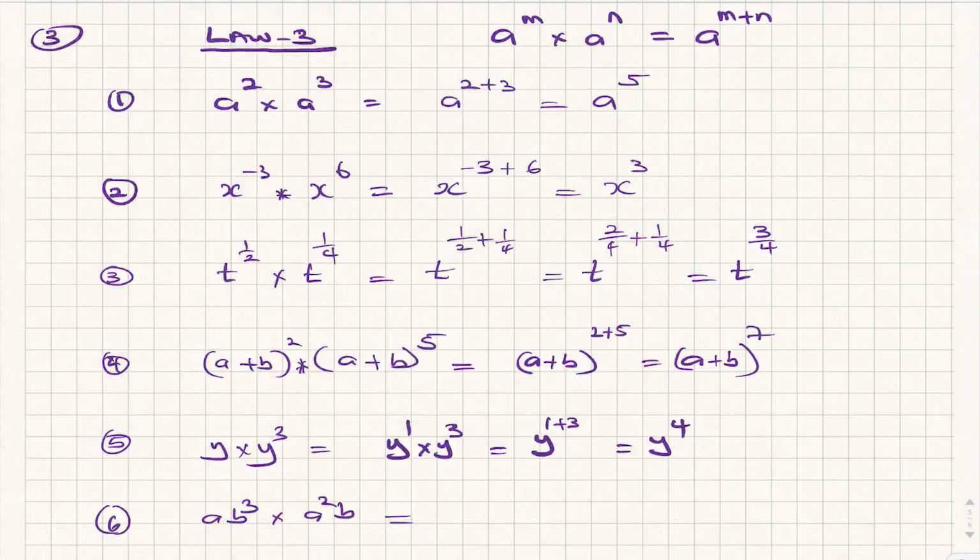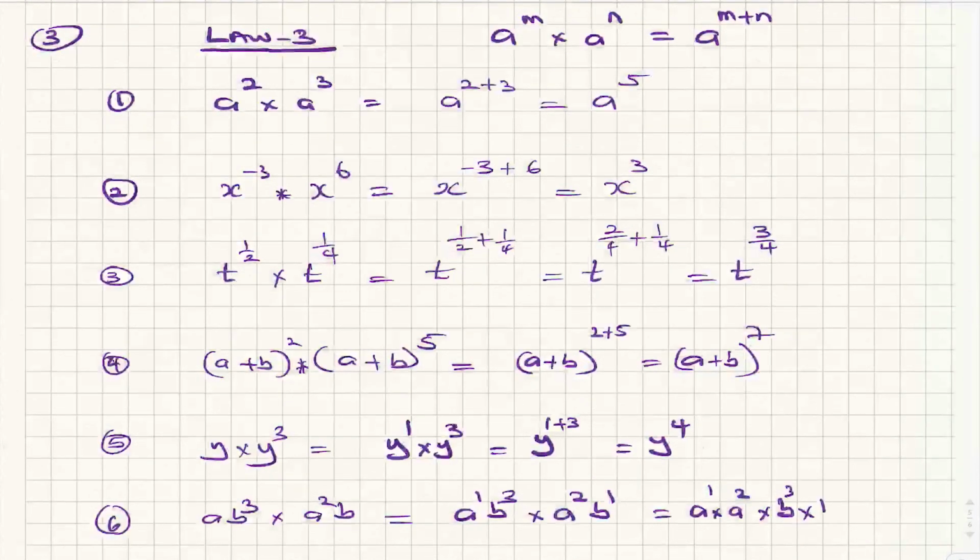Now, question number 6. a b cubed times a squared b. Again, I can rewrite it as a to the power of 1, b to the power of 3, times a to the power of 2, b to the power of 1. Now, look at the like terms of the same base. So I've got a to the power of 1 times a to the power of 2 times b to the power of 3 times b to the power of 1.